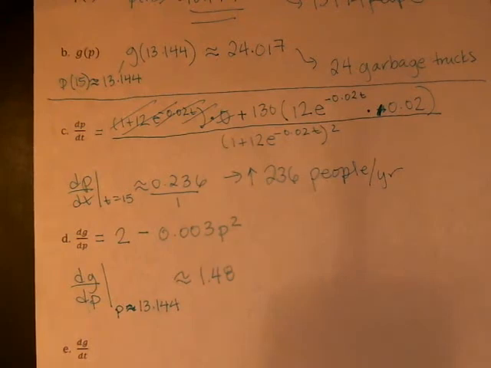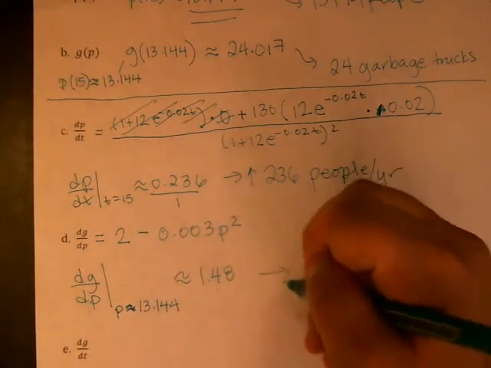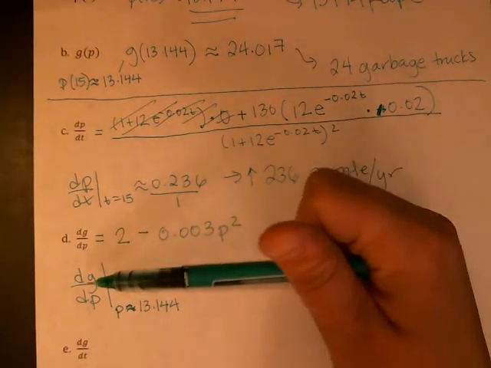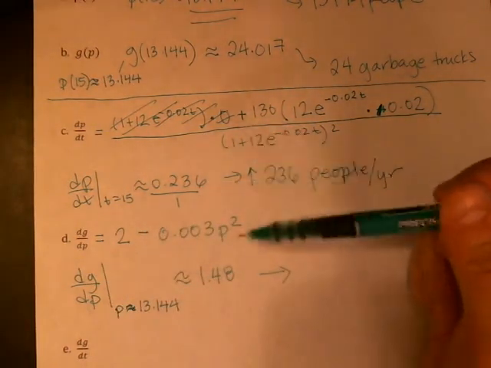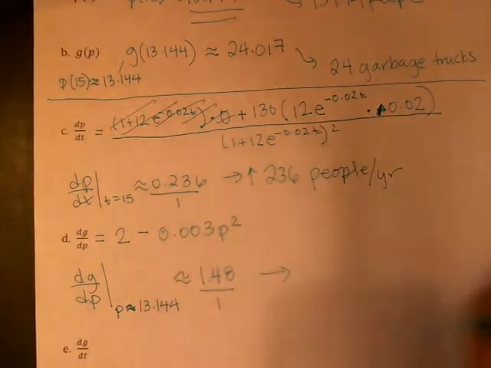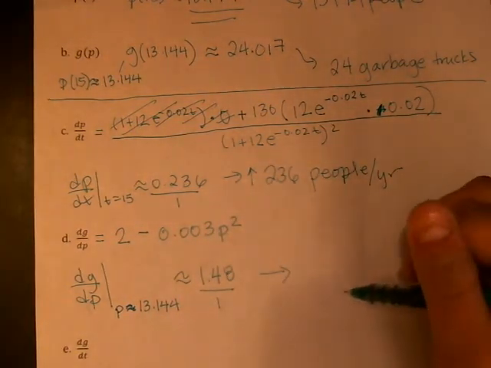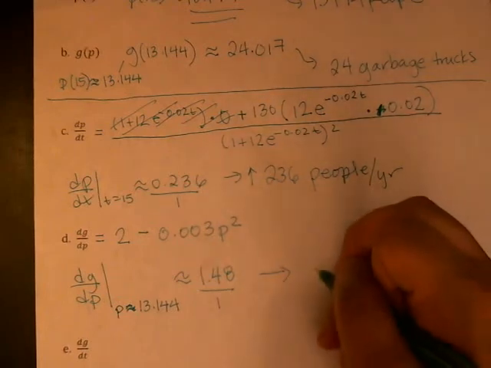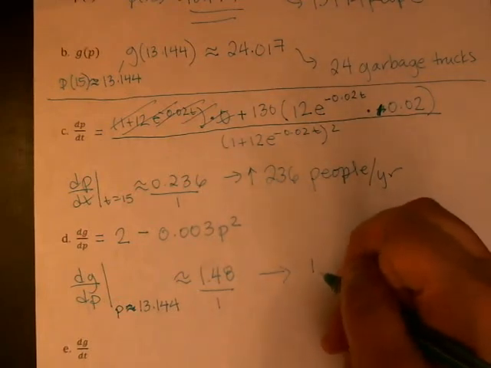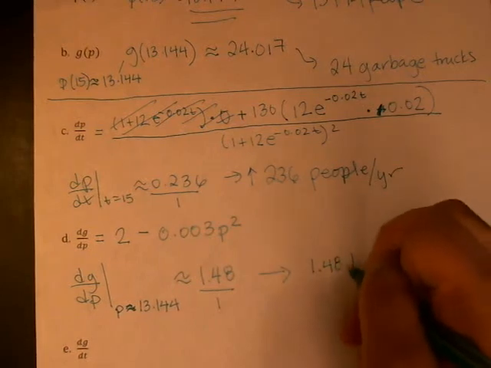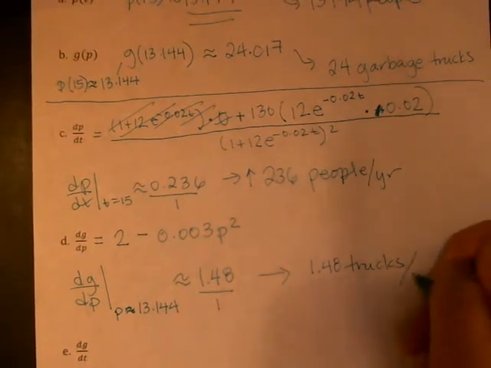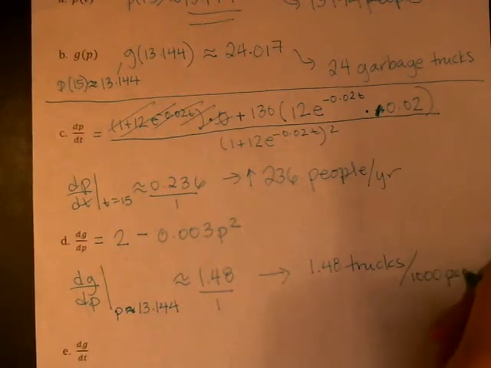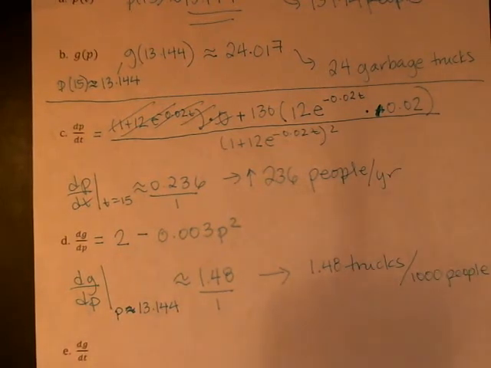So again, there's your answer, but I do want to talk about what it means. This is telling me change in G over change in P, so change in garbage trucks over change in population. This says that we need an additional about 1.5 for every 1,000 people. So if there's 1,000 more people in the population, we need about 1.5 more trucks, or you could say for every 2,000 people, we need 3 more trucks.